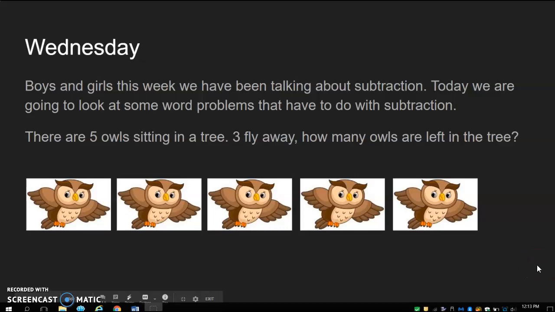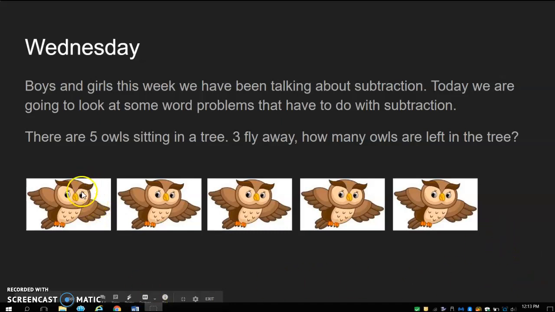Hi boys and girls, this week we've been talking about subtraction, and today we're going to look at some word problems that have to do with subtraction. So, there are 5 owls sitting in a tree. 3 fly away. How many owls are left in the tree?